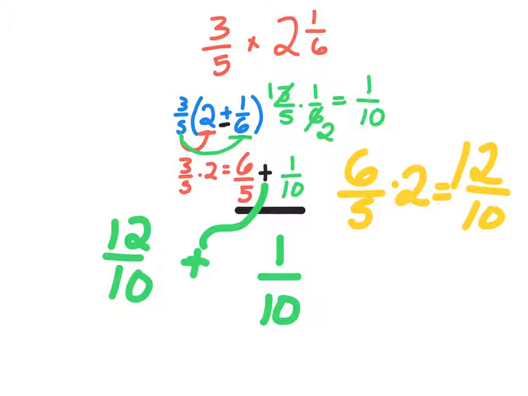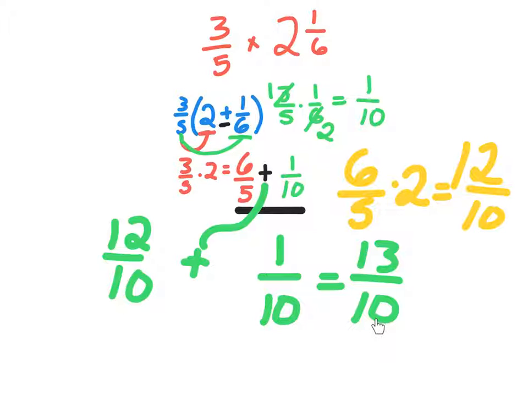Now we can actually add these because you can see that our denominators are the same, 10 and 10, so we add our numerators. So 12 plus 1 gives us an answer of 13. We keep our same denominator and get 10. Now our last step is just to simplify. And when we look at it, our numerator is in fact bigger than our denominator.